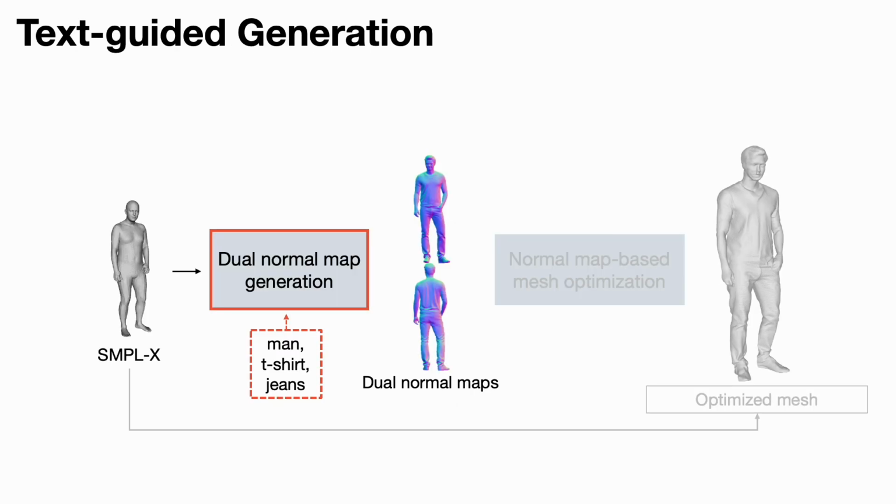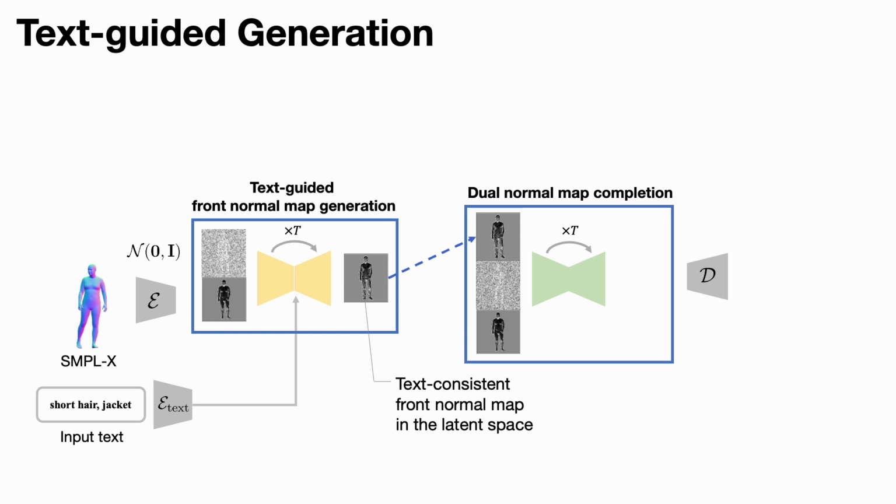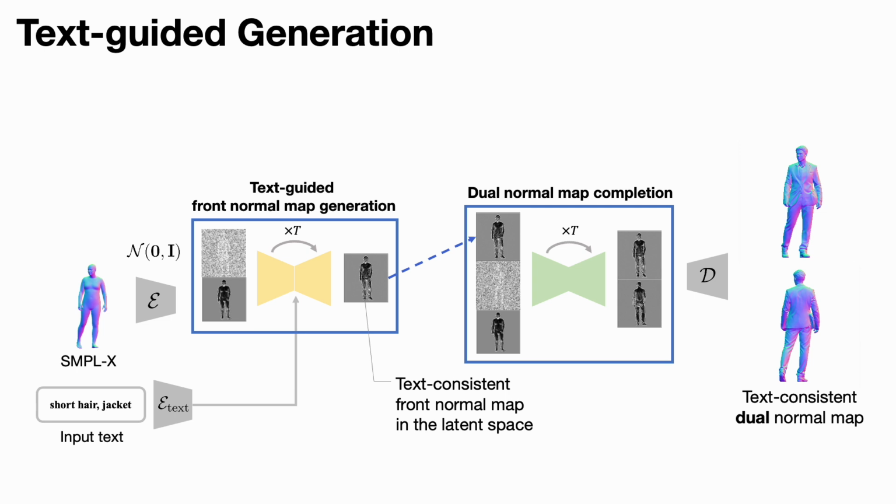We can also choose to use optional text descriptions of the human identity and clothing. By fine-tuning a pre-existing text-to-image diffusion model, we first create a frontal normal map from simple X and text conditions. Then using our original diffusion model, we perform a channel-wise inpainting to create the backside normal map based on the text-consistent frontal normal map.